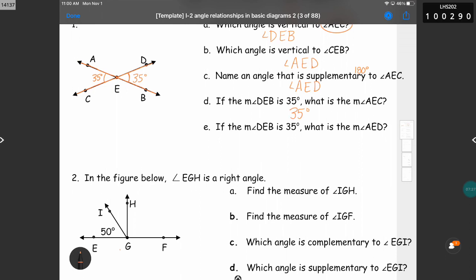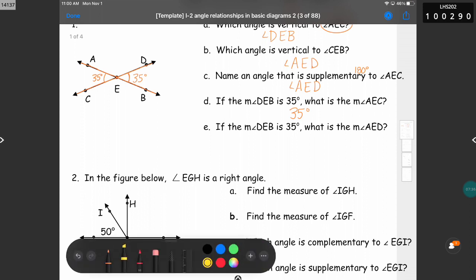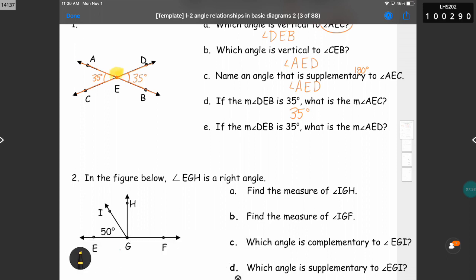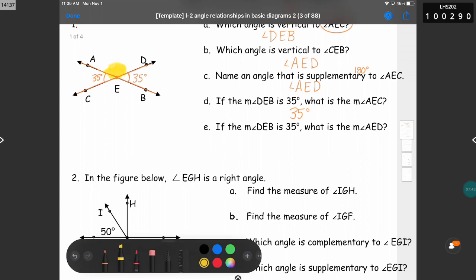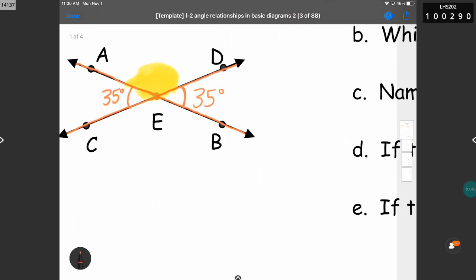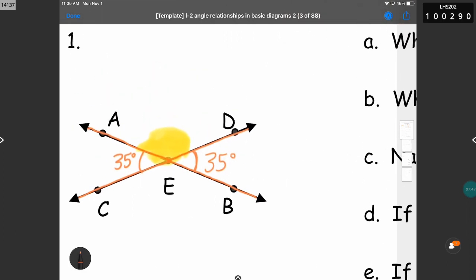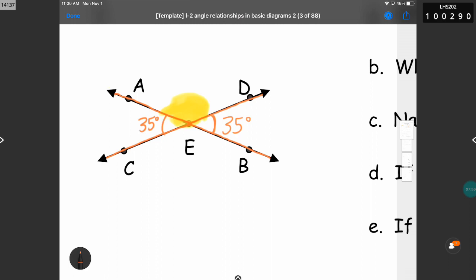If the measure of DEB is 35, what is the measure of AED? So now I'm trying to figure out this measure right here. Does anybody have a clue how I'm going to find that out? 180 minus 35 is what I have to do, because remember that created a straight line, right? So 180 minus 35 is going to equal 145.